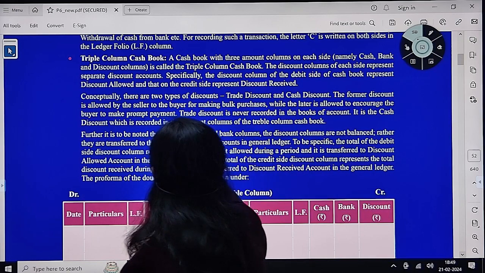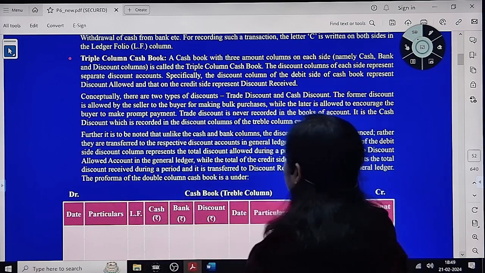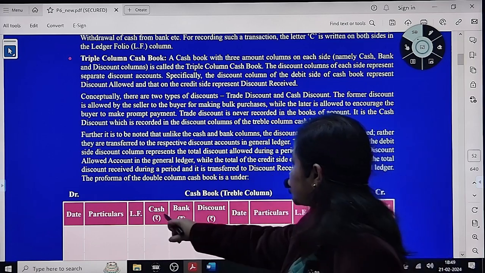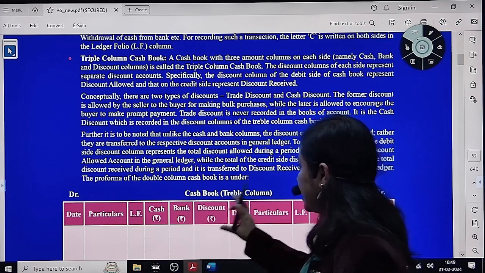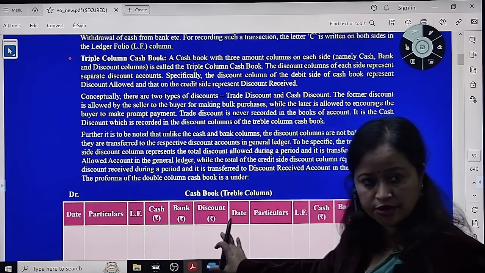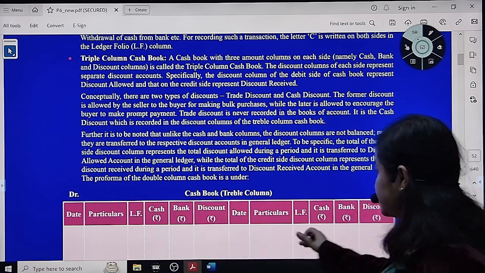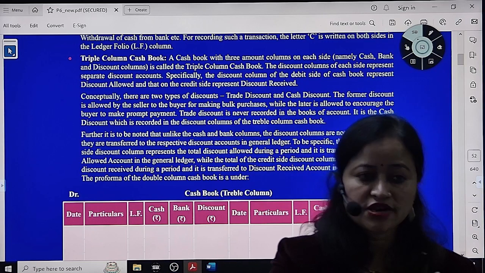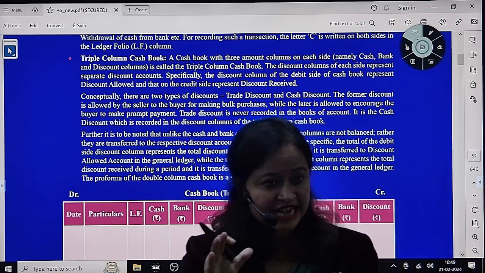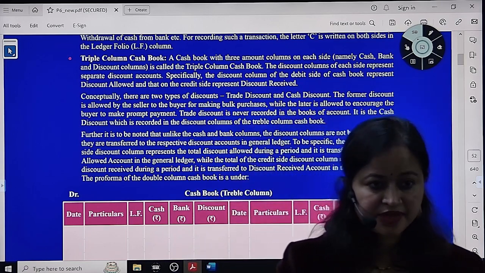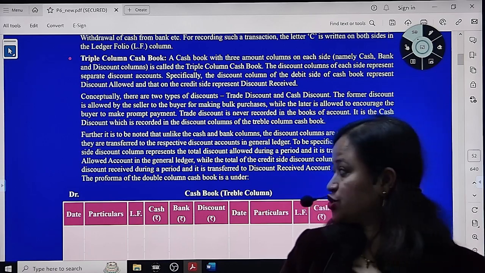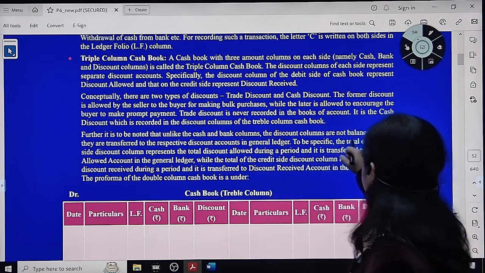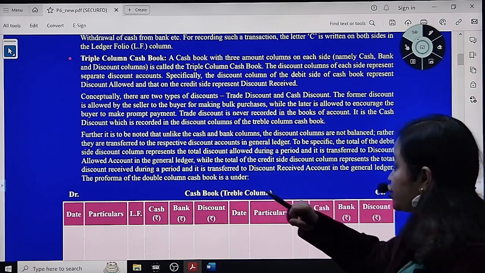Further, it is to be noted that unlike the cash and bank columns, the discount columns are not balanced. So that also you need to remember. We balance the cash column and the bank column, but we do not balance the discount columns, because one side is discount allowed and the other side is discount received. Both are different. Discount allowed is a loss for the business, and discount received is a gain, that is, income for the business. So in the triple column cash book, the discount columns are not balanced. We balance only the cash and bank columns.